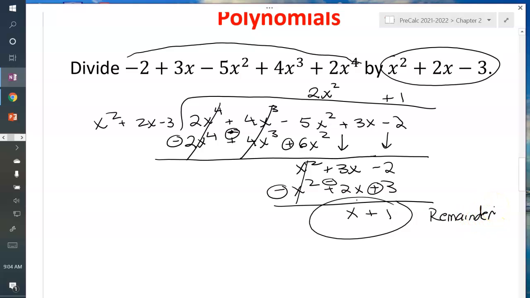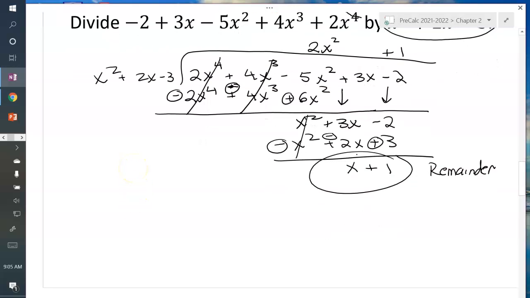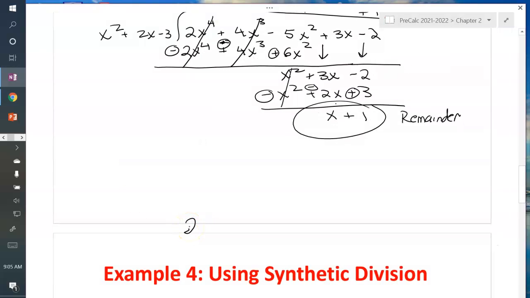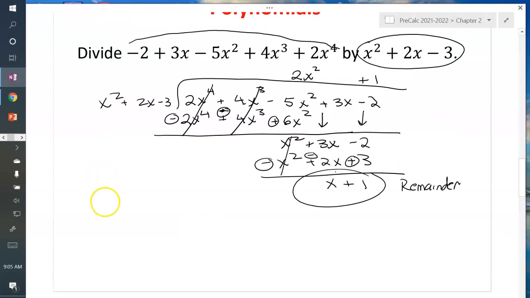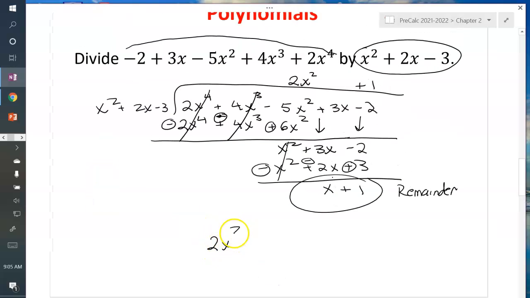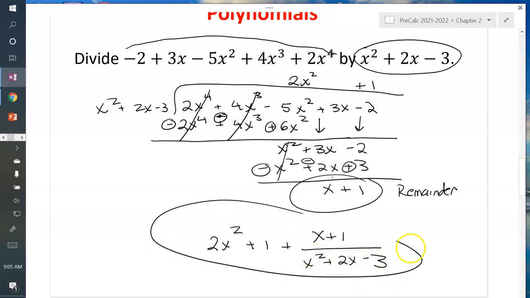So when I write my answer, I'm going to do like we did back in elementary school when you had a remainder. You put that remainder over what you were dividing by. So here's my answer for the division. Oh, sorry, it jumped on me. 2x squared plus 1 plus, here's my remainder, x plus 1 over x squared plus 2x minus 3. And that's the answer to that one.